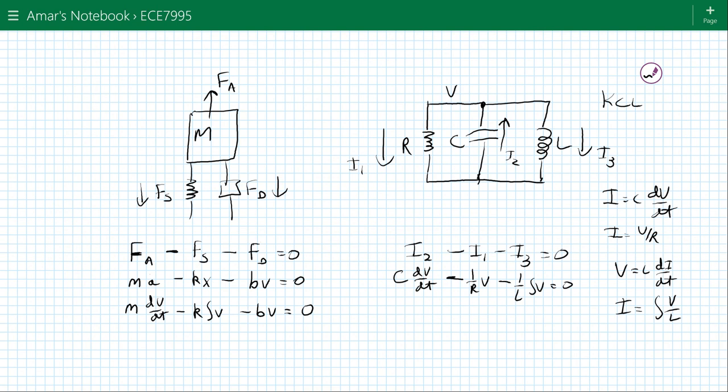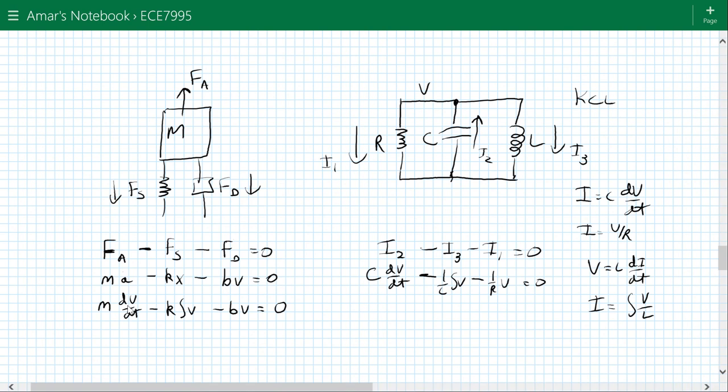Let me just switch these two around, so let's make this I3 and make this I1, 1 over R times V. This is just so you can see the analogies between the two equations here. If you look at the left here, M dV/dt minus K integral of V minus BV is equal to 0. You notice that this equation is pretty much the same: C dV/dt minus 1 over L times the integral of V minus 1 over R times V is equal to 0. These two equations basically have the same form. This is the reason we use equivalent circuit modeling.